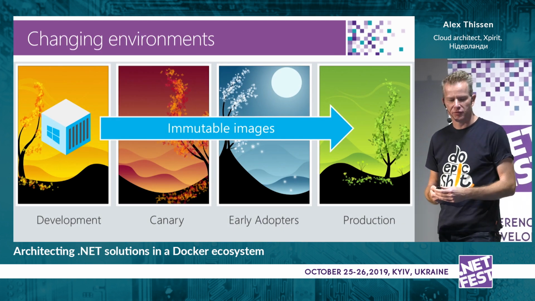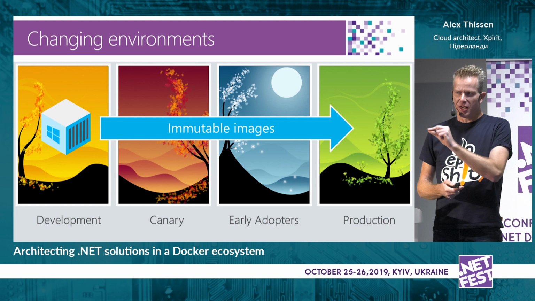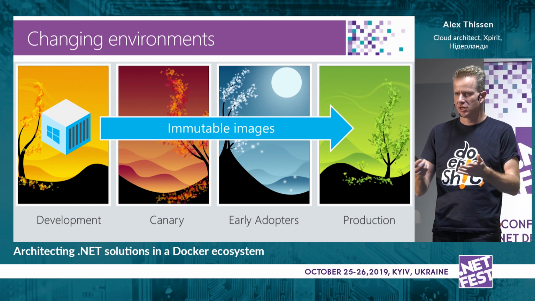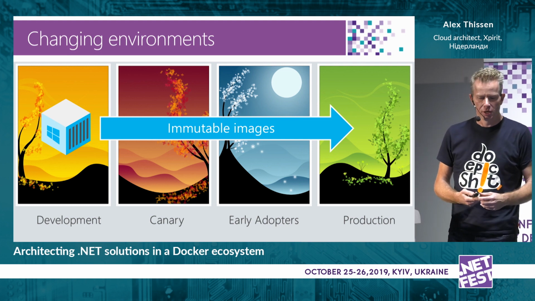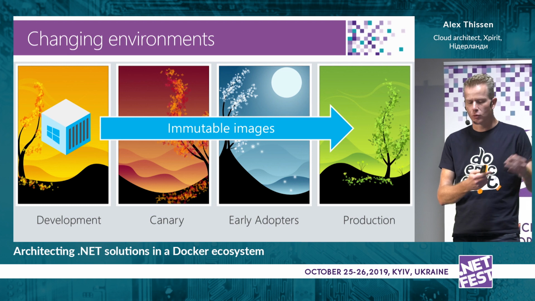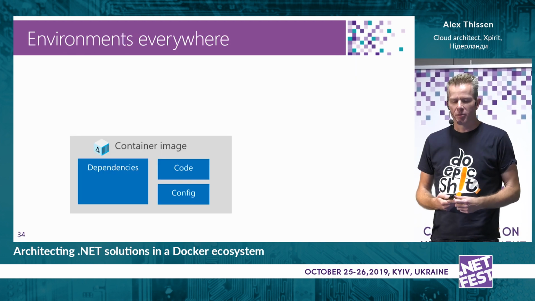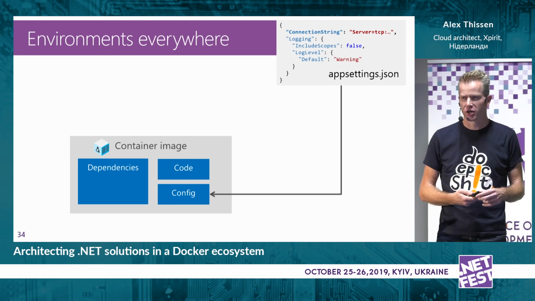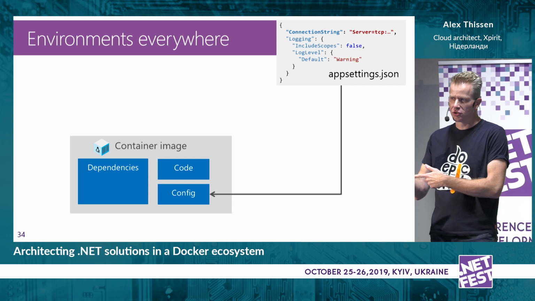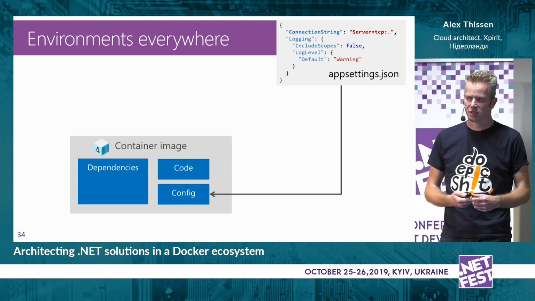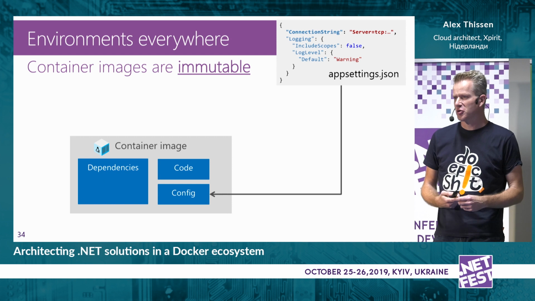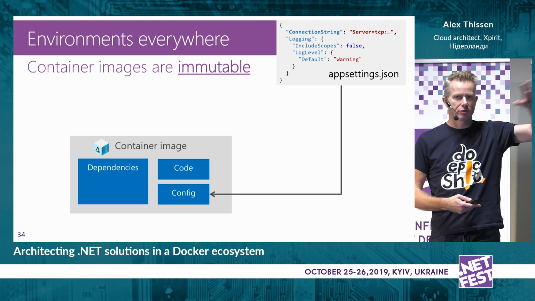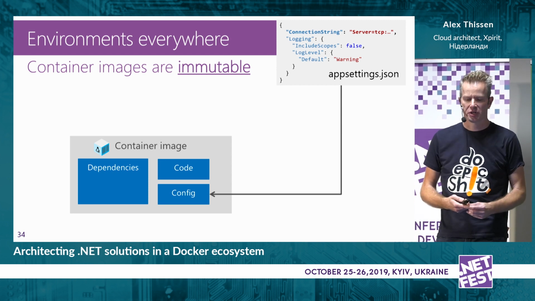So let's talk about changing environments. If you go through the lifecycle, you will deploy this to many different environments. Could be development, test, acceptance, production, but could be more modern ones. But how do you go about it? So the environments change, but your images are not changing. And you have your connection strings and all the other things in your application settings files, but the images are immutable. So whatever you put in the image will never change.